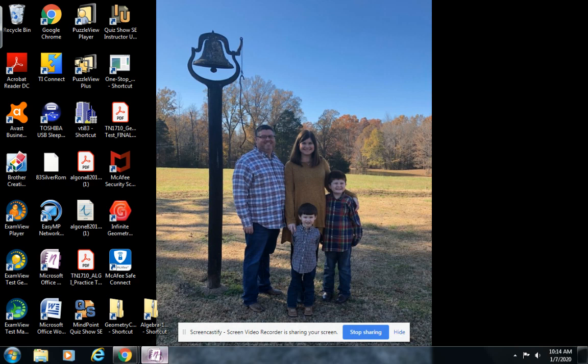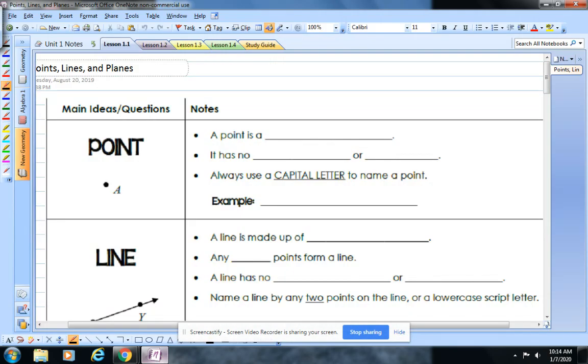So today we're going to talk about mainly points, lines, and planes, and talk about basic terms for geometry.